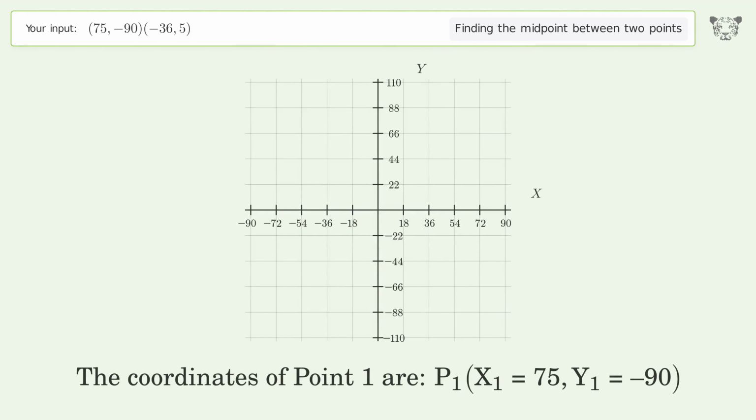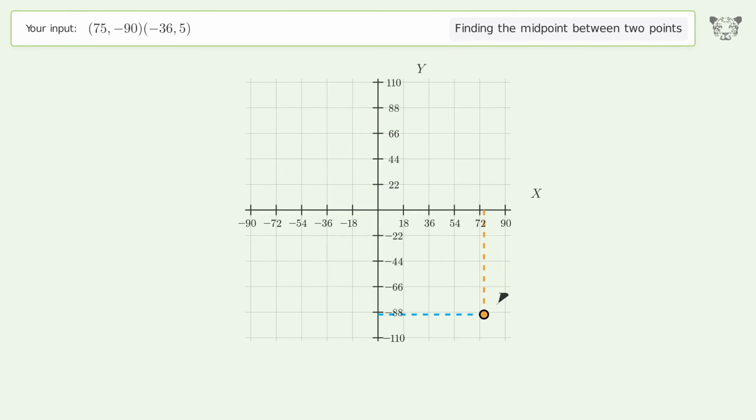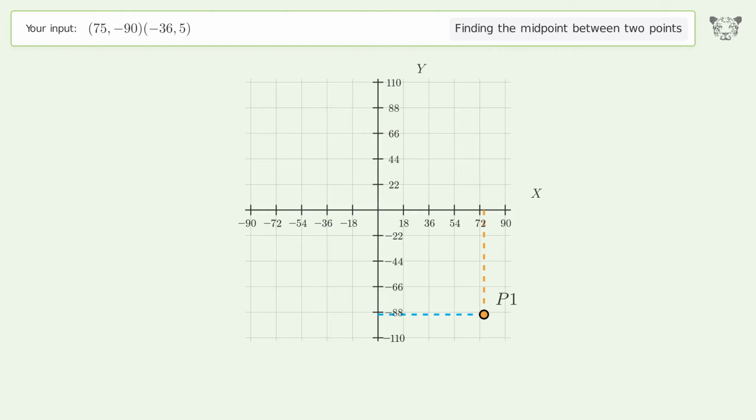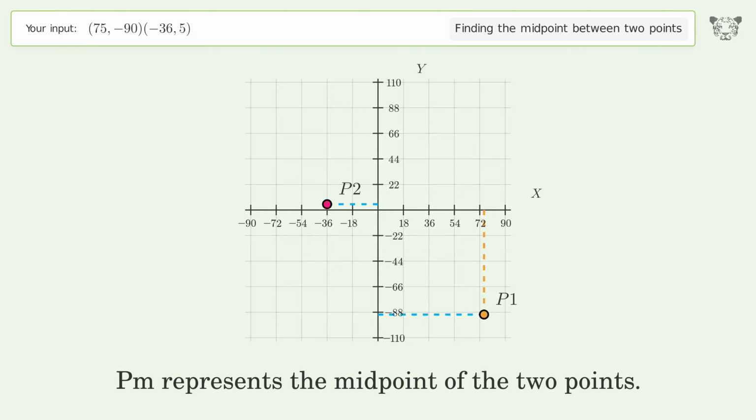The coordinates of point 1 are, x1 equals 75, y1 equals negative 90. The coordinates of point 2 are, x2 equals negative 36, y2 equals 5. PM represents the midpoint of the 2 points.